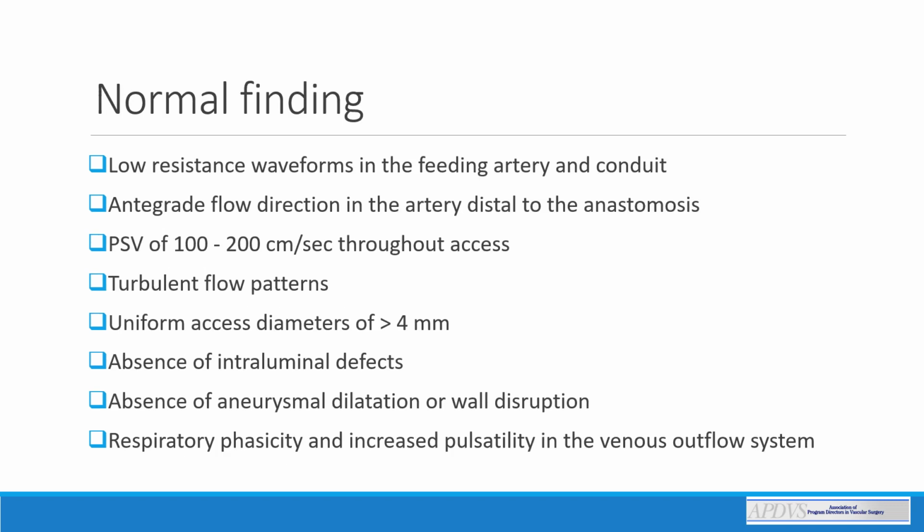This slide summarizes normal findings of mature AVFs, which include low-resistance waveforms in the feeding artery and conduit, antegrade flow direction in the artery distal to the anastomosis, peak systolic velocity ranging between 100 to 200 centimeters per second throughout the access, turbulent flow patterns, uniform access diameter over 4 millimeters, absence of intraluminal defects, absence of aneurysmal dilatation or wall disruption, and respiratory phasicity and increased pulsatility in the venous outflow system.